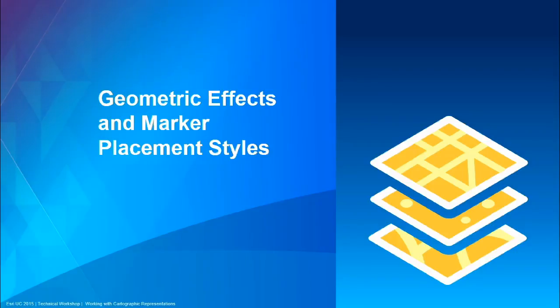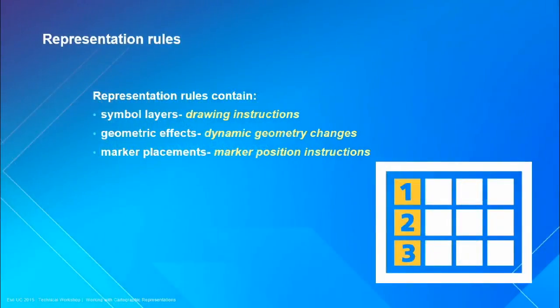Okay, we've talked a little bit about the symbol layer primitives in the rules. I also want to talk about geometric effects. These are the optional parts, but this is where a lot of the power of representation comes in. Geometric effects are the aspects that dynamically change what you're seeing at draw time, and marker placement styles are what determine how markers are placed within the context of symbols.